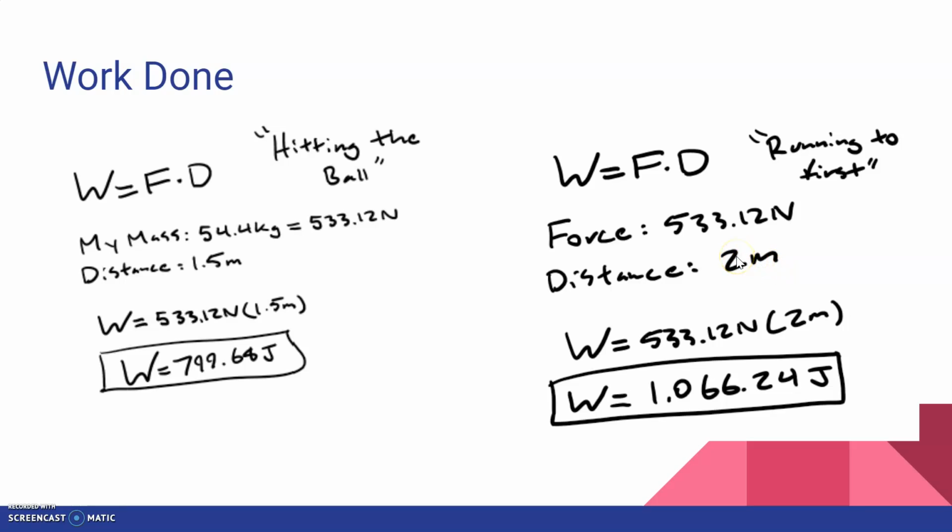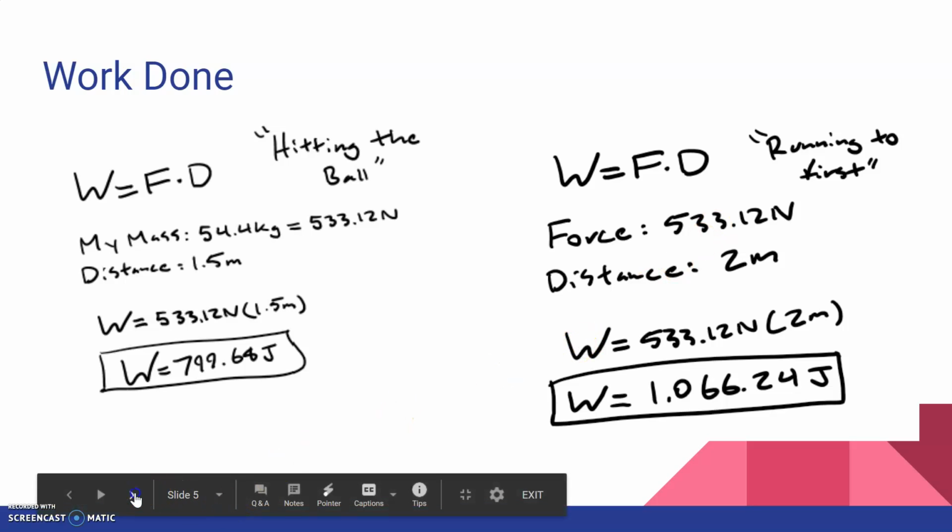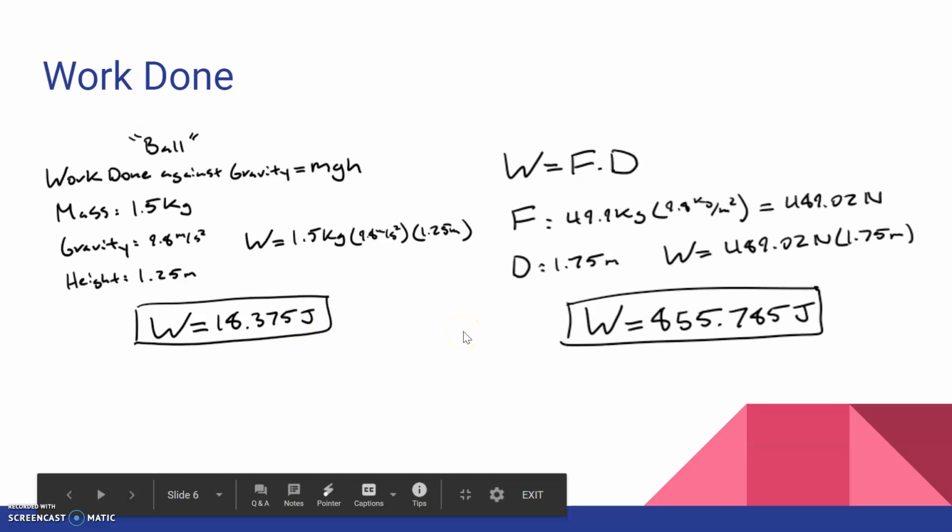Okay, so now moving on to the right. So we have running to first. This is the work done I do running to first base. My force is the same, so it's still 533.12 newtons. But the distance I go is 2 meters instead of 1.5. So we do the same thing and multiply by 2 meters this time instead, and we get a work done of 1066.24 joules.